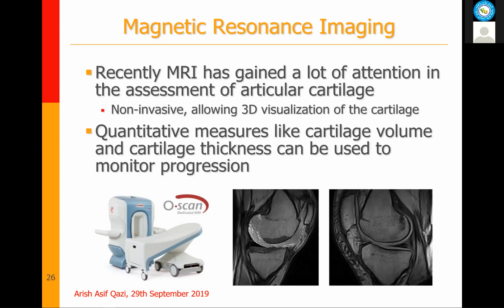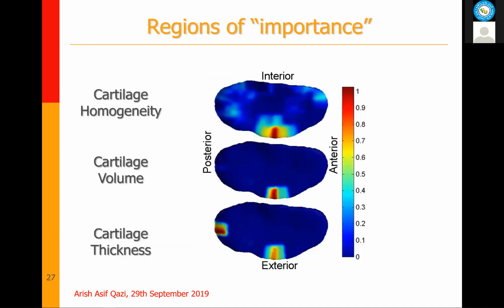Now, based on the segmentation of the cartilage, you can generate computational measures like cartilage volume and thickness, which can then be used to monitor the progression of osteoarthritis. Here is another image showing the segmentation of the cartilage. This was a framework that was developed to find out which areas of the cartilage are most affected by the disease. And it was statistical.